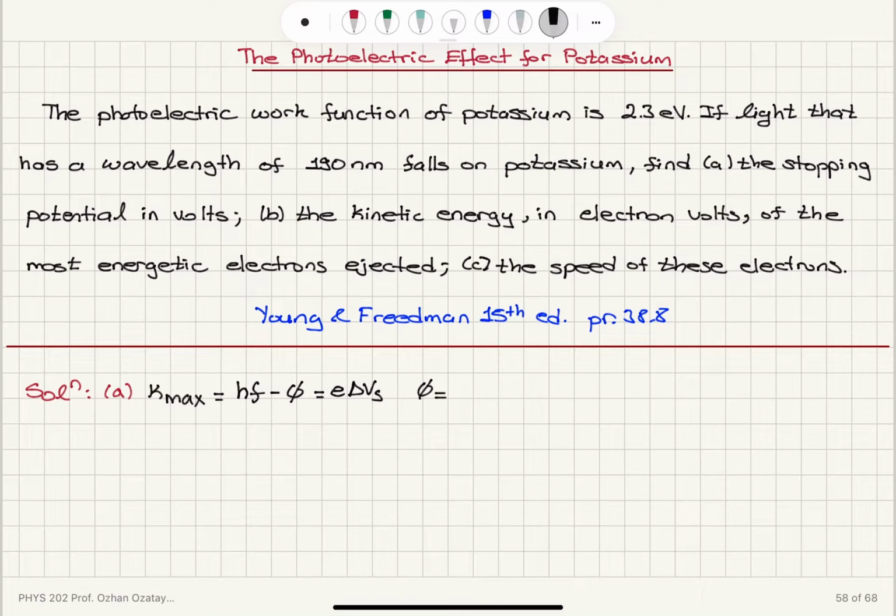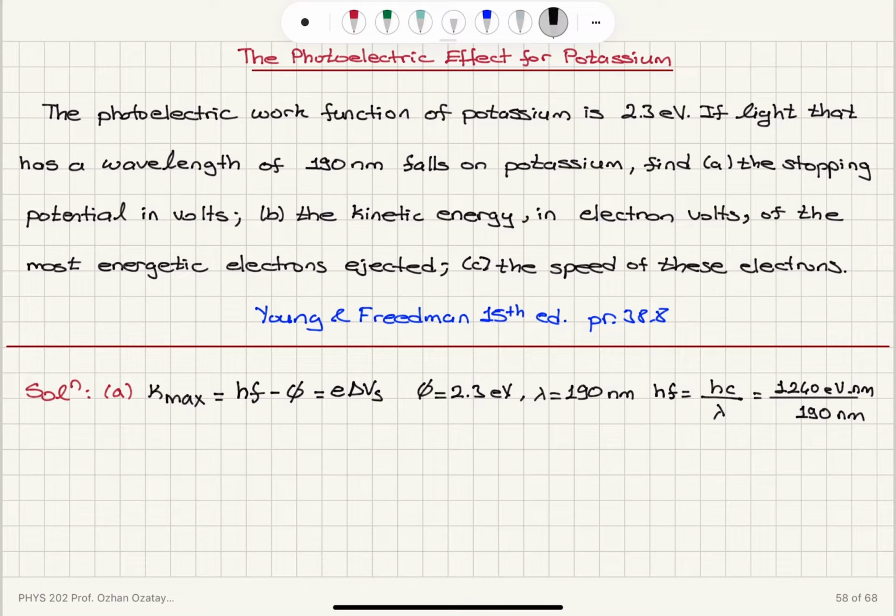So our work function is given as 2.3 electron volts. The wavelength is 190 nanometers. Therefore, the photon energy, hf, will be equal to hc over lambda. That will be 1240 electron volt nanometers divided by 190 nanometers. So remember that we have this shortcut for these calculations.